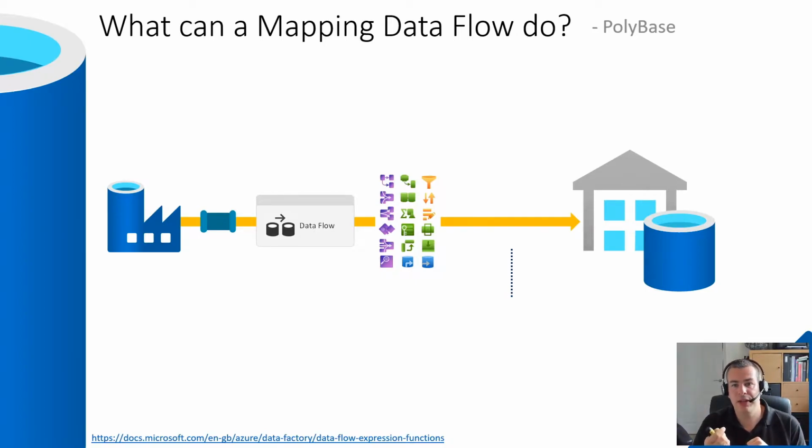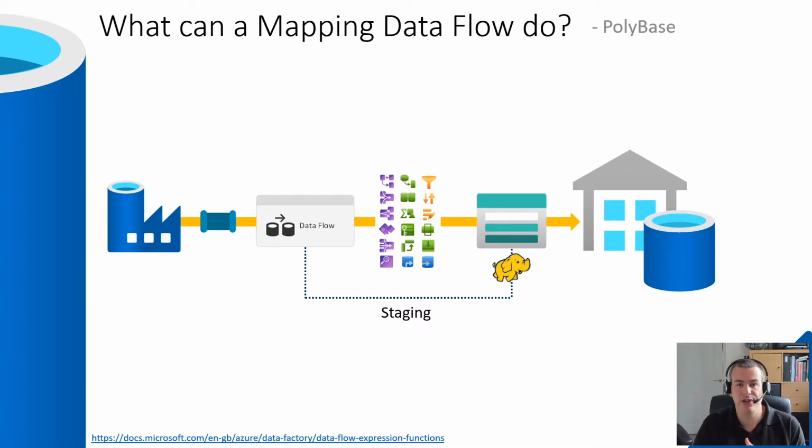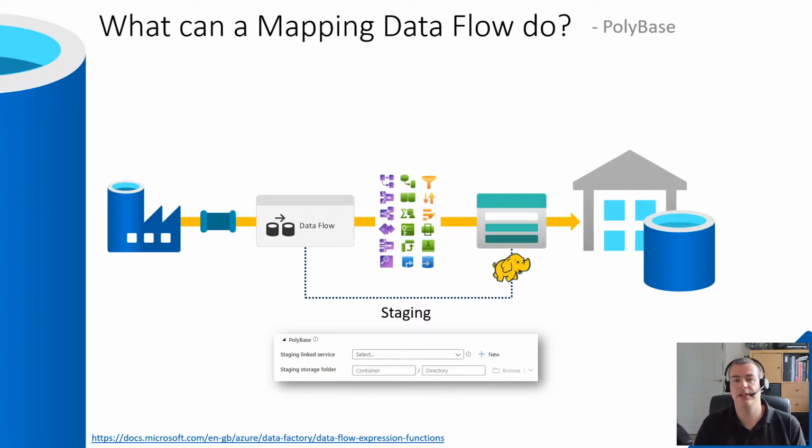Now, what the mapping data flow activity makes very easy for us is it introduces this idea of staging. Behind the scenes, you'll define it at the activity and say, use this staging area, which will be some blob storage that you have available to you. From the mapping data flow, it will copy that output to that blob storage. And then within our data warehouse, it will create the external tables, the external file sources, and all the bits and pieces it needs to be able to use Polybase to then load that data warehouse.